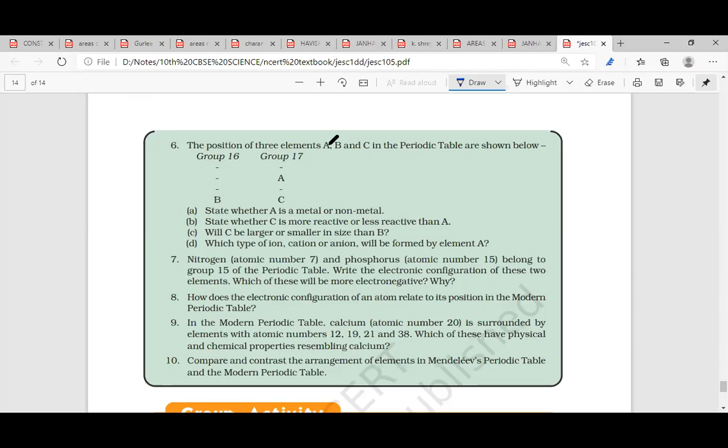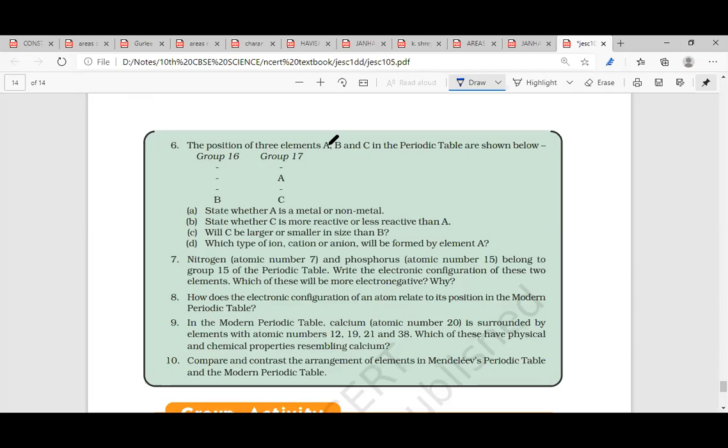Ma'am, there are no separate positions for isotopes of an element in Mendeleev's as their atomic masses are different, and in the modern periodic table separate positions are not required as they have the same atomic number, so they are placed at the same position.